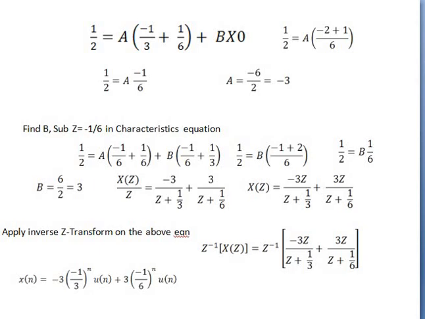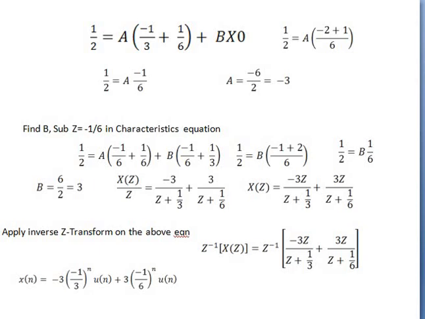Substitute the A and B values. So X of z by z equal to minus 3 by z plus 1 by 3 plus 3 by z plus 1 by 6. Now multiply by z on both sides. So X of z equal to minus 3z divided by z plus 1 by 3 plus 3z divided by z plus 1 by 6. Apply the inverse Z transform on the above equation. So we are getting Z inverse of X of z equal to Z inverse of minus 3z by z plus 1 by 3 plus 3z by z plus 1 by 6. So Z inverse of X of z is x of n.